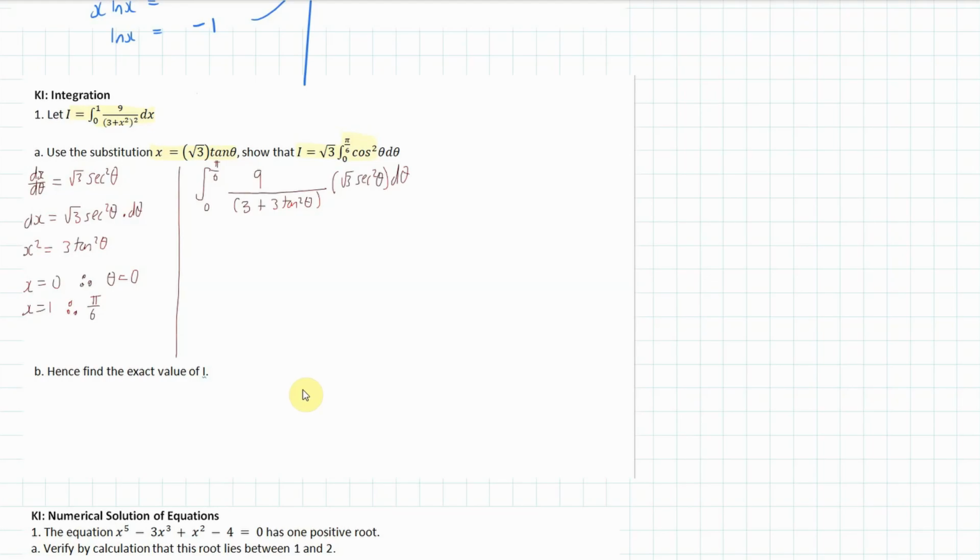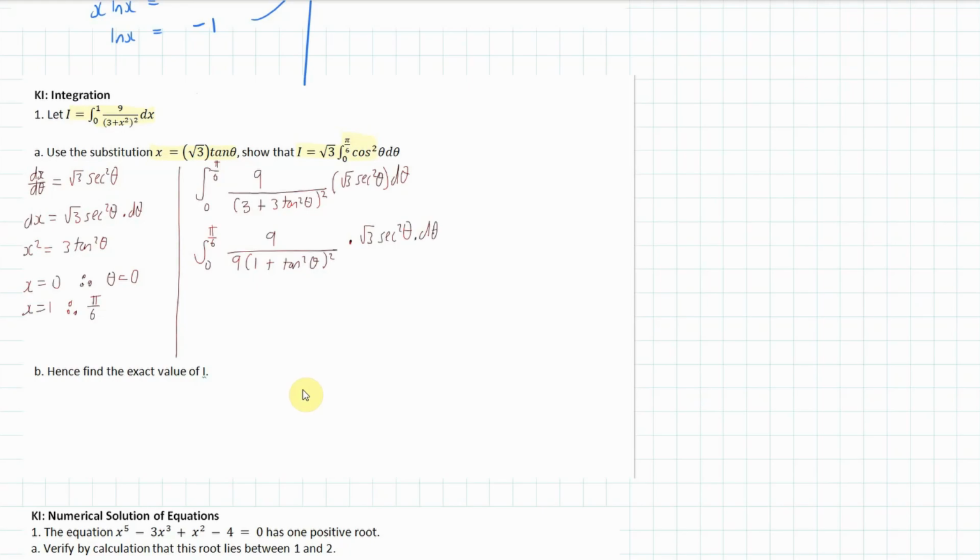And then what I can do in my next line is I could probably go and factorize that bottom line. So, oh, that should be squared, shouldn't it? So what I can do at this point is I can factorize out 9. Okay, I'll take out that 3, and it's 3 squared. So I make it 9, and then I've got 1 plus tan squared theta. And that's all squared. Alright, and then I've got times square root 3 sec squared theta d theta.